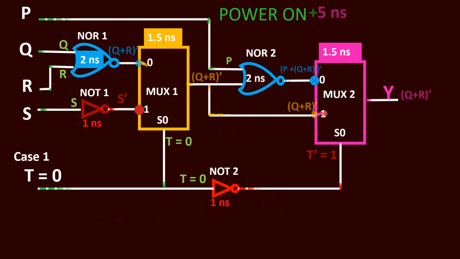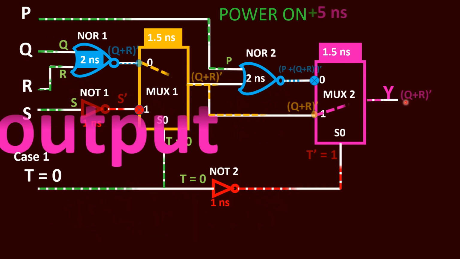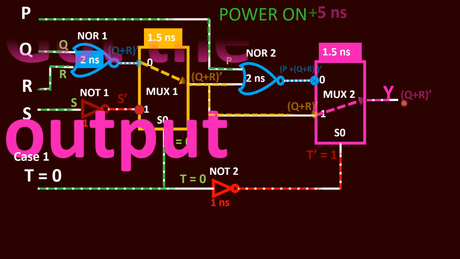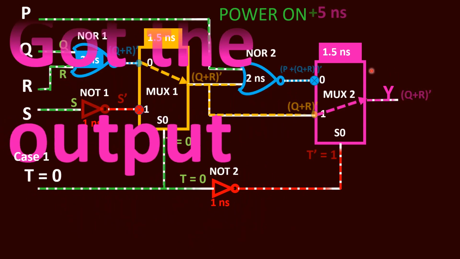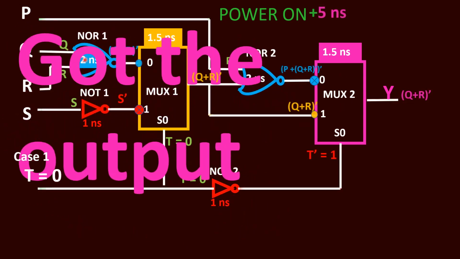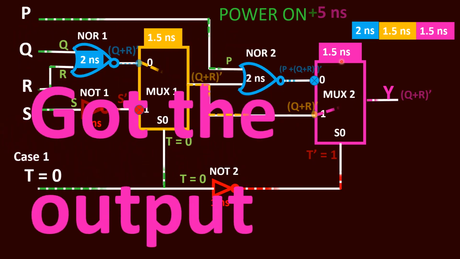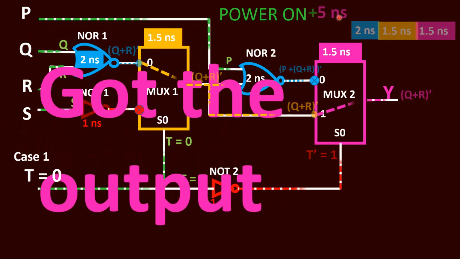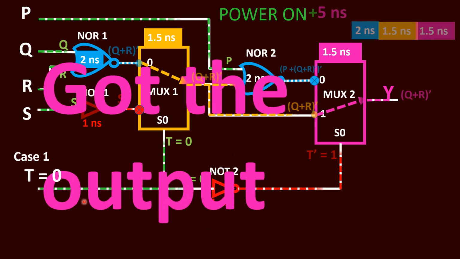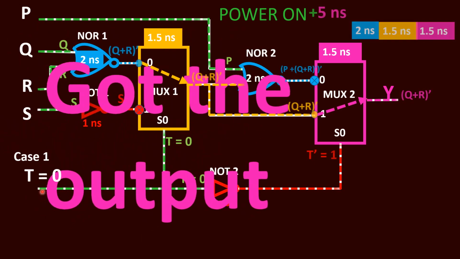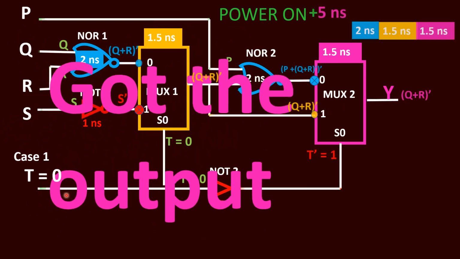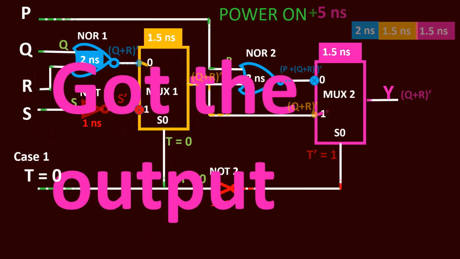Then 5 nanosecond, what happens? This Q plus R, the whole dash input is forwarded to the output side. It is available at the output side. So if you calculate this total, that is 2 plus 1.5 plus this 1.5, we get this 5 nanosecond. So for case 1, the total propagation delay is 5 nanosecond.